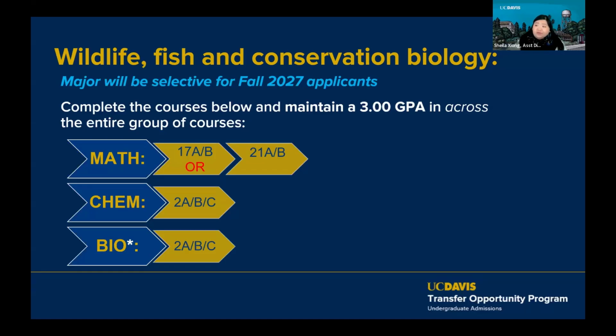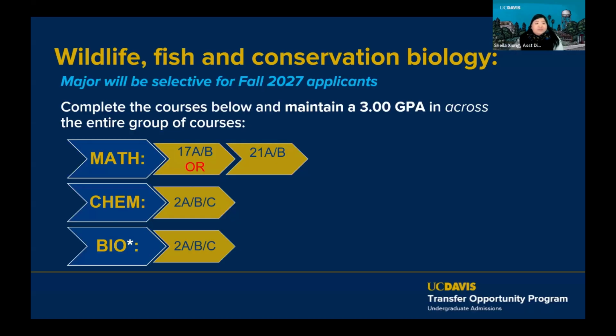Once again, these courses are listed in the UC Davis course numbers, so do definitely check out assist.org to see what your course equivalent is going to be at your community college. And then also, if you're not too sure, you can always schedule an appointment with the TOP advisor or your designated UC Davis advisor. So we'll drop the advisor link in the chat in a few moments.